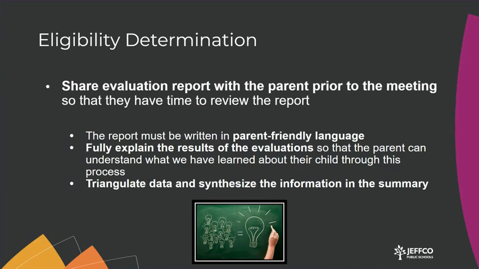At the eligibility determination meeting, we want to make sure that parents have the opportunity to participate as equals. To do this, make sure you share the evaluation report with the parent prior to the meeting so that they have time to review the report. The report must be written in parent-friendly language. It should fully explain the results of the evaluations so the parent can understand what we have learned about their child through this process. And we should look to triangulate our data and synthesize the information in the summary so that we can understand if all of the data point in the same direction.